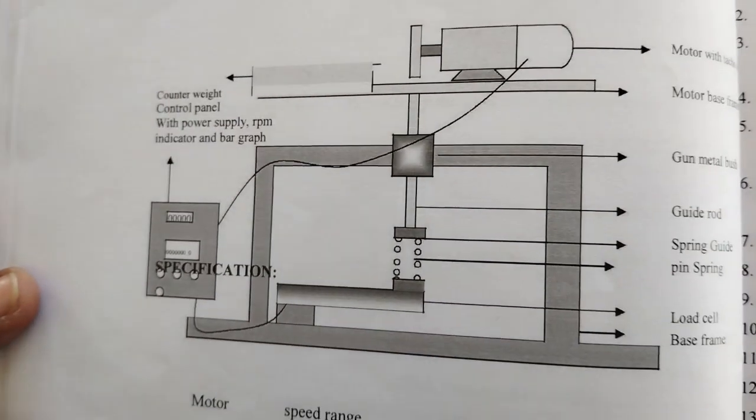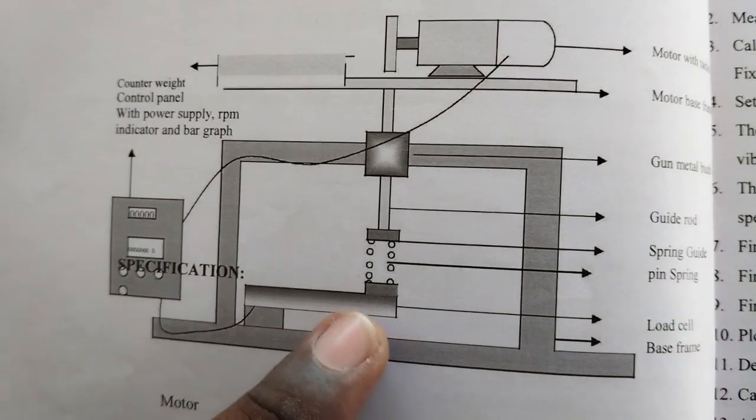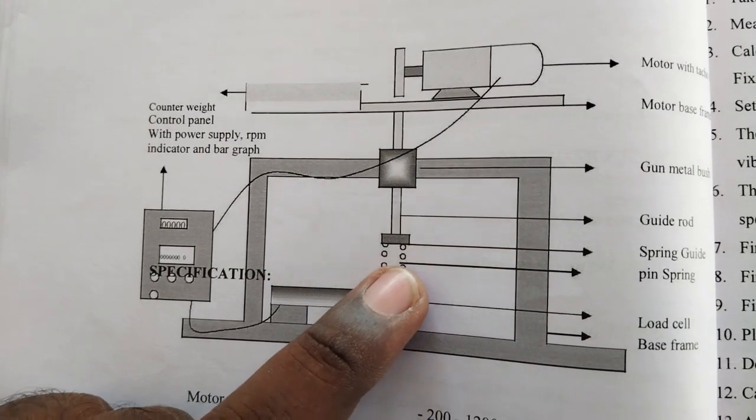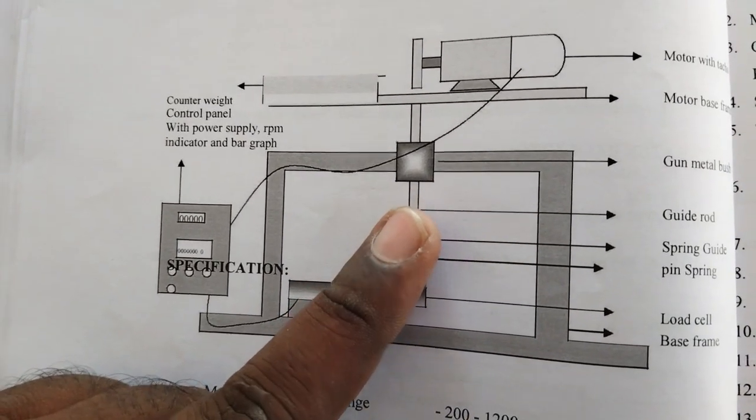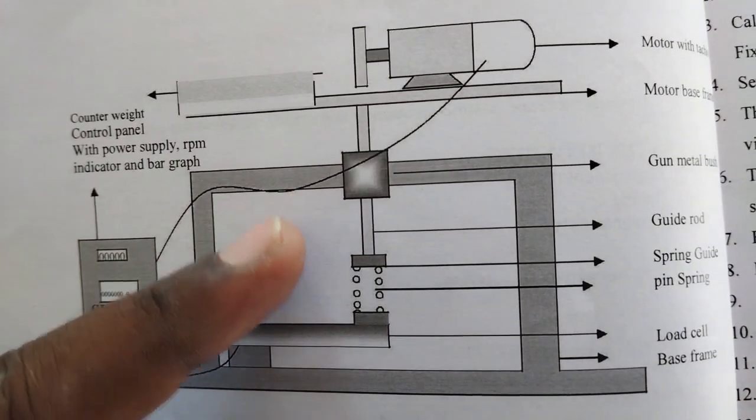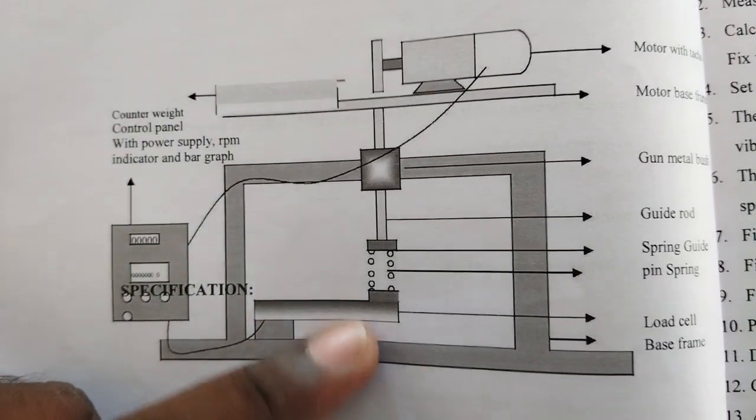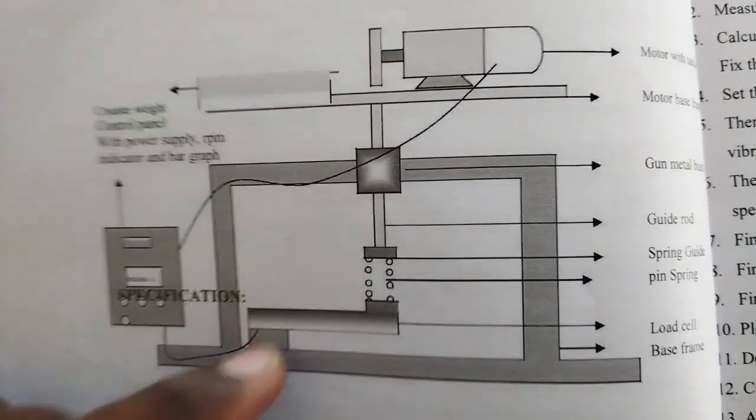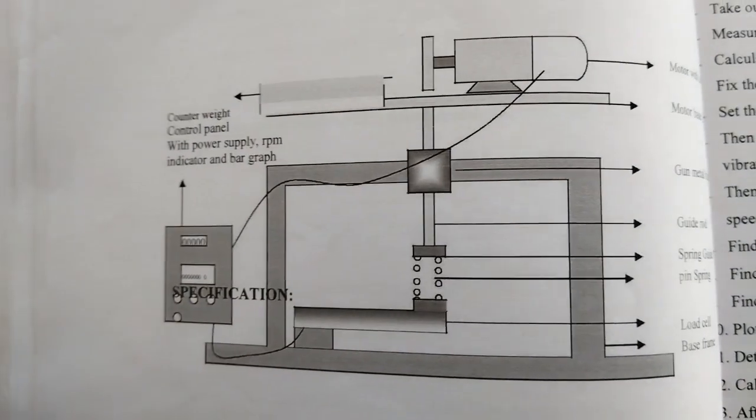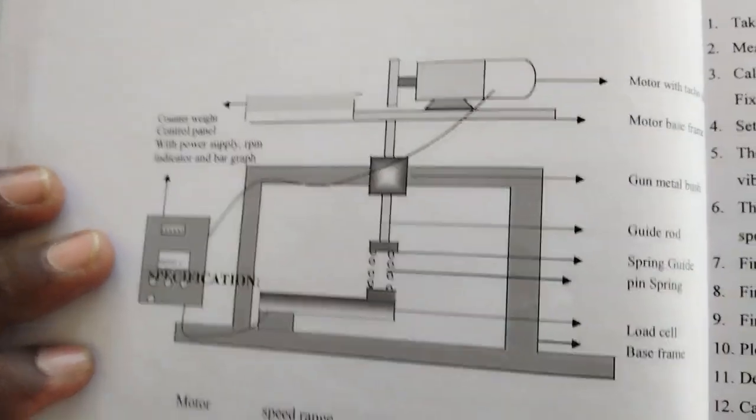So this is the schematic representation of the experiment. Here we see the load cell. This load cell is connected to the spring. The spring is connected to the shaft, and the shaft is connected to the motor. So the motor load is applied to the spring, and the spring load is transferred to the load cell. This load cell is connected to the indicator. The indicator will blink according to how much load is applied to the spring.